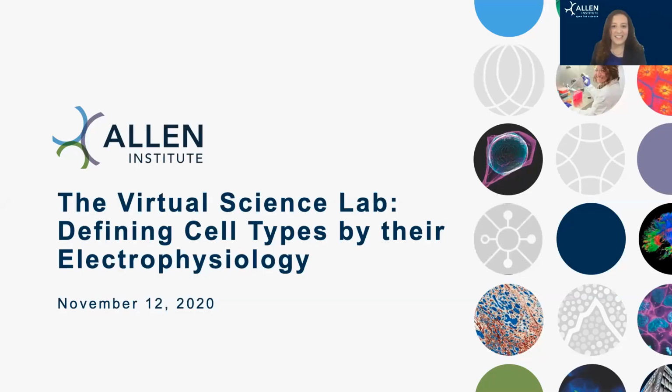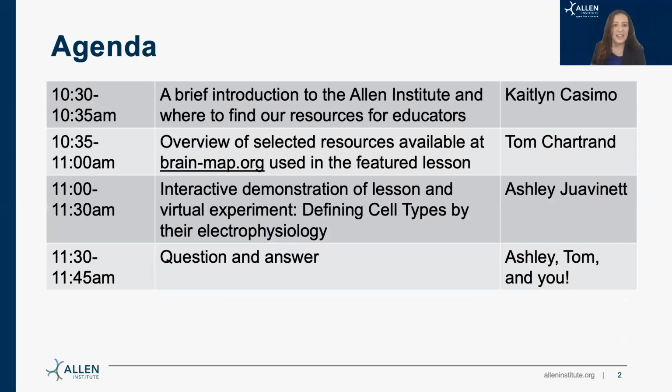All right, so our agenda today, it's now 10:30. My name is Caitlin, and I'm going to be doing a brief introduction for you to the Allen Institute and where to find our resources for educators. Then I'm gonna turn it over to Tom, who is gonna do an overview of some selected resources available at brainmap.org that are used in our featured lesson today, defining cell types by their electrophysiology. And then Ashley will demonstrate how to use that lesson in virtual experiment in your class. We will have plenty of time for questions.